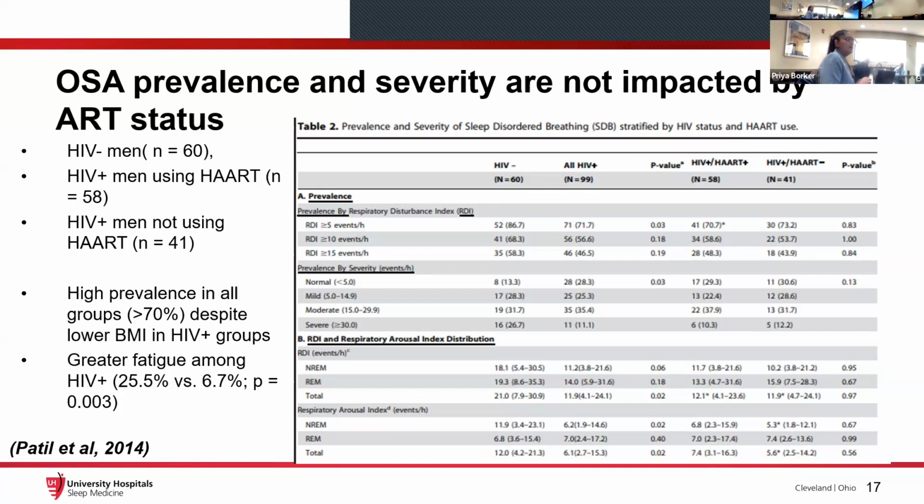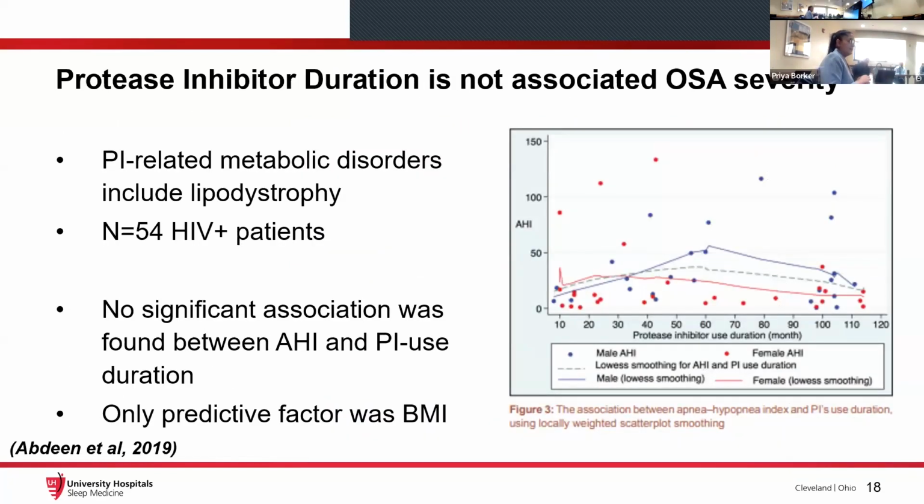And so there've been a lot of hypotheses as to why people with HIV seem to be at higher risk for having sleep apnea despite having a lower BMI. And so there have been several studies that have investigated the pathophysiological differences that people with HIV have. One hypothesis has been that people with HIV, because of their antiretroviral medications, have higher rates of lipohypertrophy, which will distort their upper airway anatomy and make them more prone to having sleep apnea. Protease inhibitors tend to be the biggest risk of this.